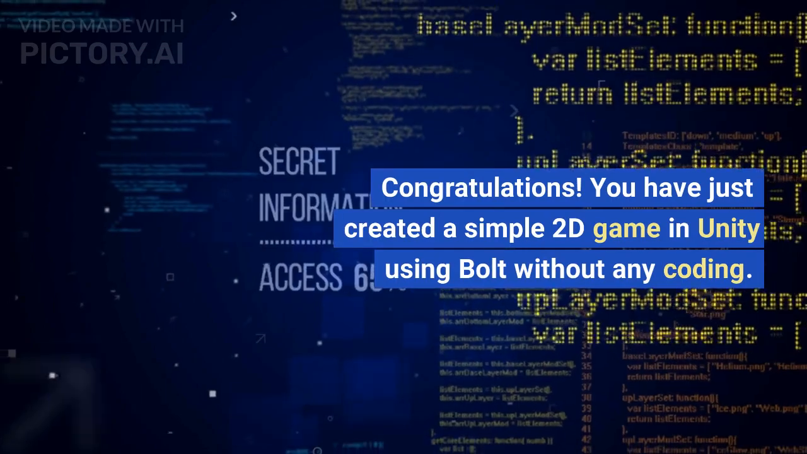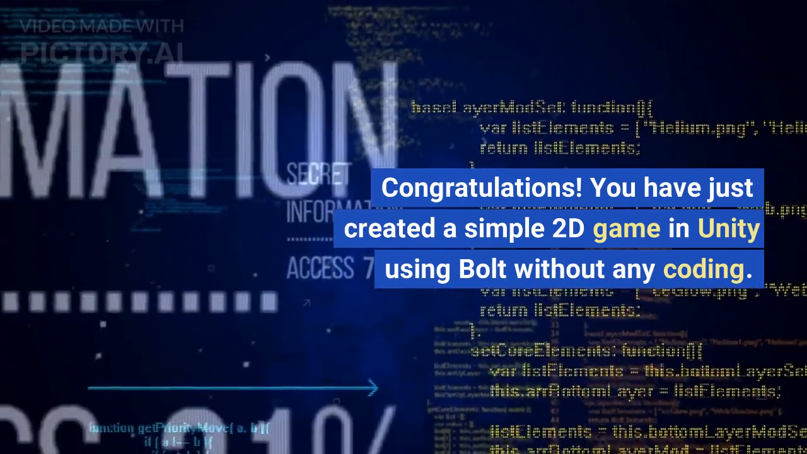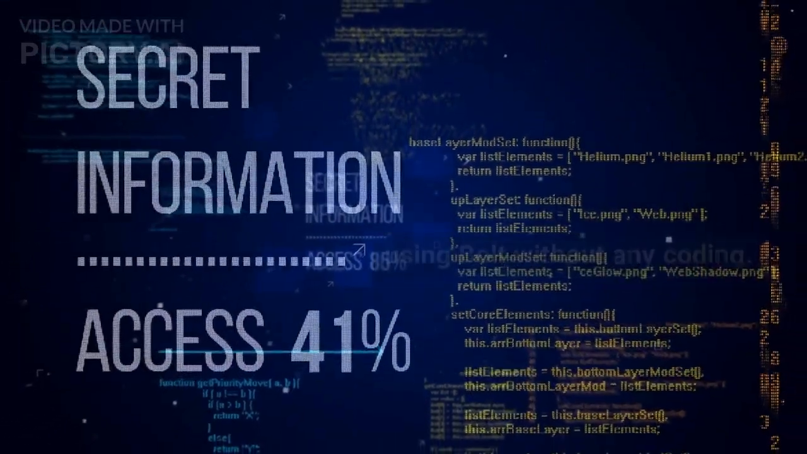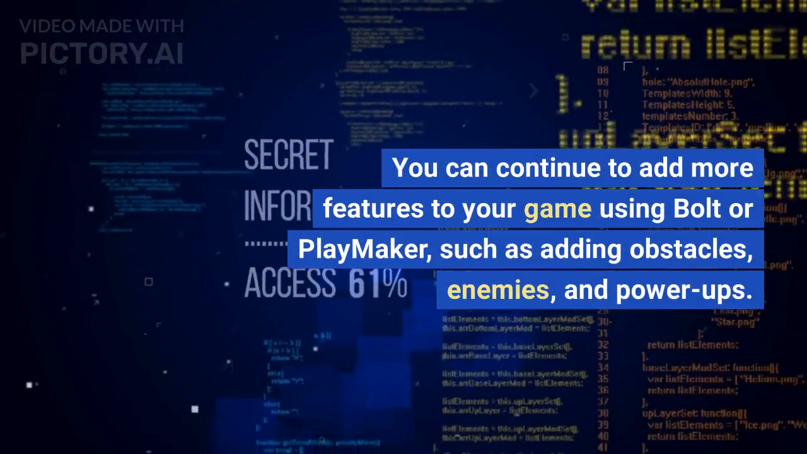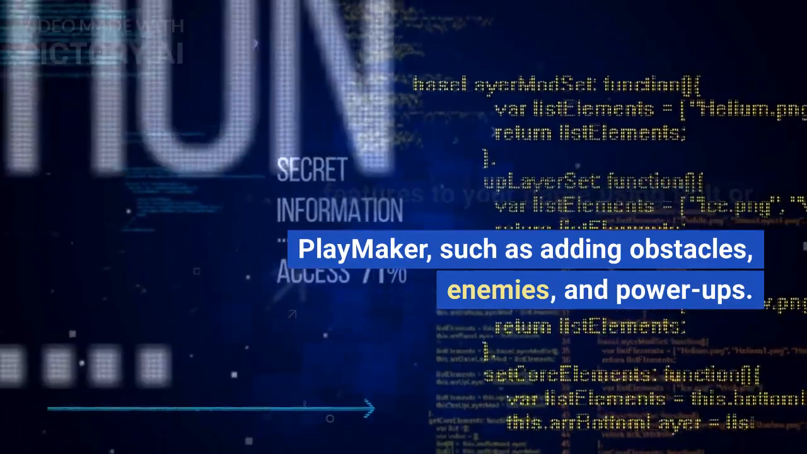Congratulations! You have just created a simple 2D game in Unity using Bolt without any coding. You can continue to add more features to your game using Bolt or Playmaker, such as adding obstacles, enemies, and power-ups.